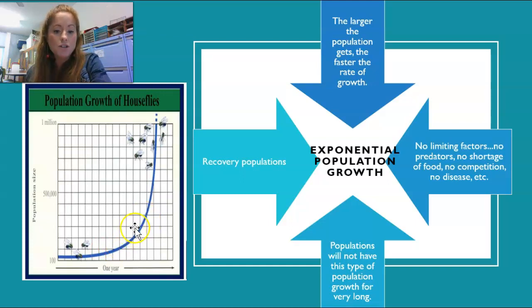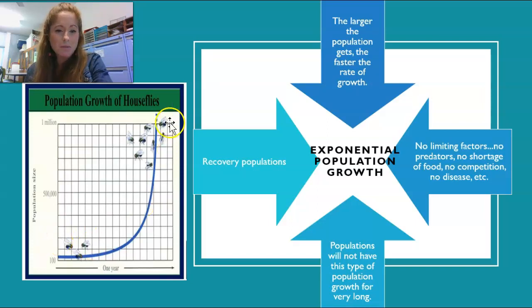And then once you get to those larger numbers, it really starts to take off and go a bit faster, and you'll see this huge J-shaped curve. That's how we know it's exponential growth. We'll see a J-shaped curve. Again, this only is going to happen if there's unlimited resources. The rate of growth is getting faster and faster as the population gets bigger. There's no predators, no shortage of food here. There wouldn't be any disease.